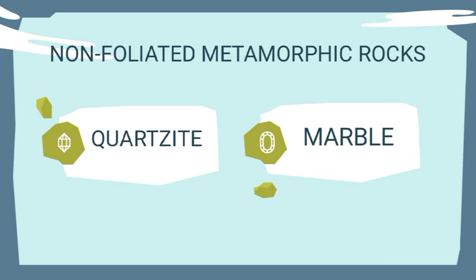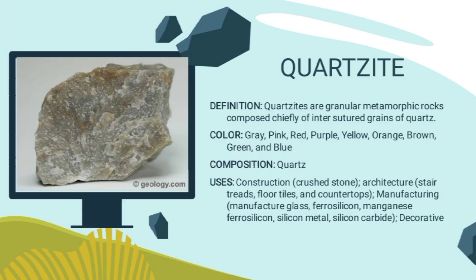Non-foliated metamorphic rock examples include quartzite and marble. First is quartzite. Quartzites are granular metamorphic rocks composed chiefly of intersutured grains of quartz. It is usually gray, pink, red, purple, yellow, orange, brown, green, or blue, and its only composition is quartz. It can be used in different ways, like in construction, architecture, manufacturing, and a lot more. The picture in the presentation is a specimen of quartzite showing its conchoidal-like fracture and granular texture. It is also 2 inches or 5 centimeters across in size.